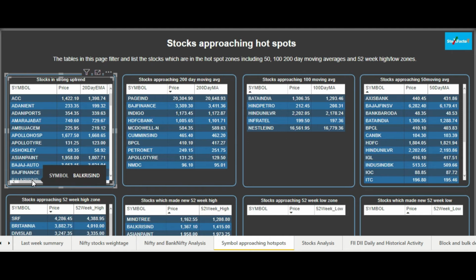Now coming to the third visual, it filters all the symbols which are approaching the 100-day moving average, and similarly the last visual tells us the stocks which are approaching the 50-day moving average.